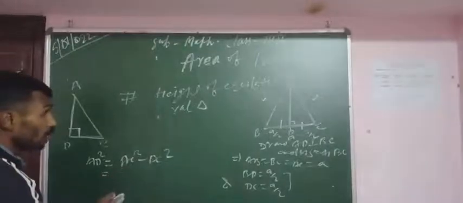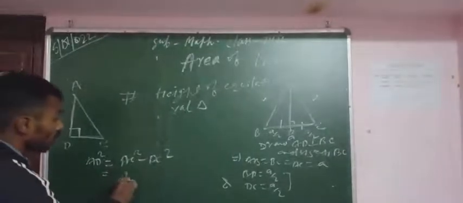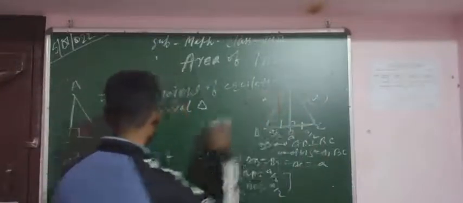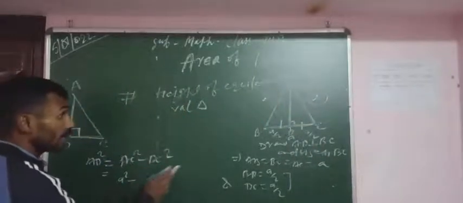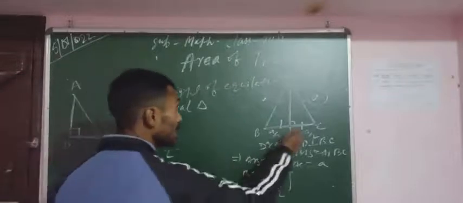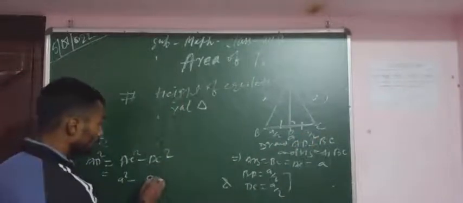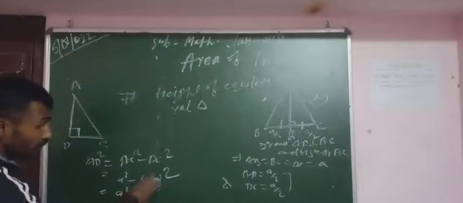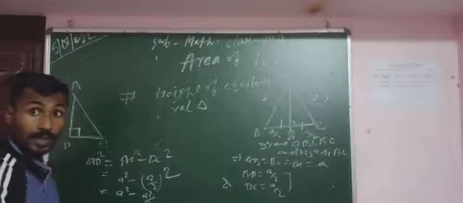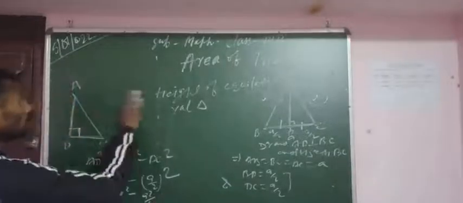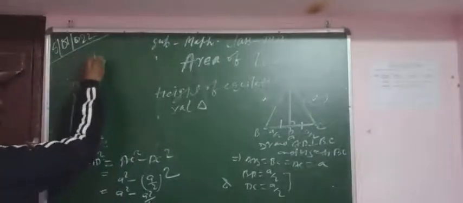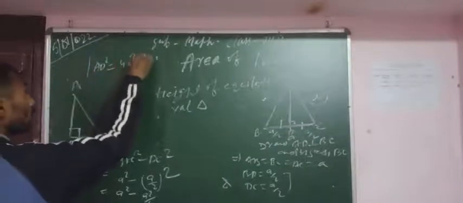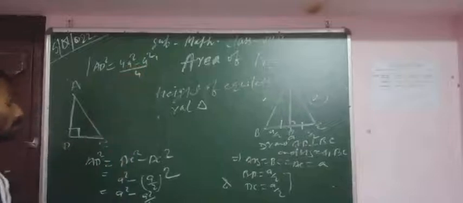Now look at this. What is the value of AC? AC square is A square, and DC is A by 2, the whole square. Now look at this, A square minus A square by 4. We will take LCM. So finally AD square should be equal to (4A square minus A square) by 4.